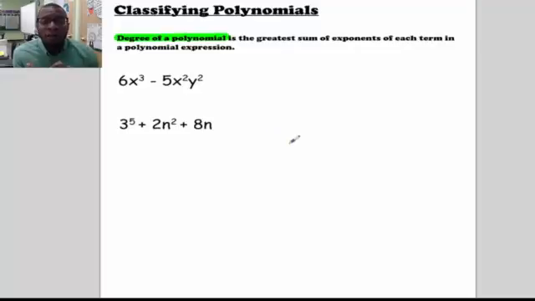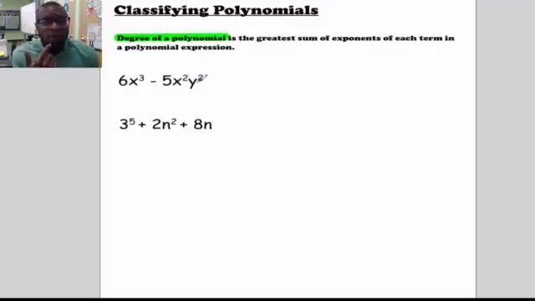Now, there's a way that we classify polynomials, and we classify polynomials by the degree of the polynomial. The degree is the greatest sum of the exponents of each term. So in this first example, we have a binomial because we have 2 terms here. The first term is 6x cubed, and the second term is negative 5x squared y squared.